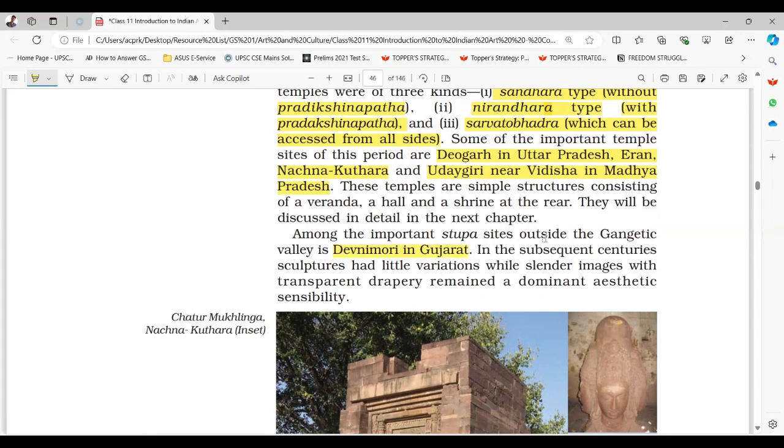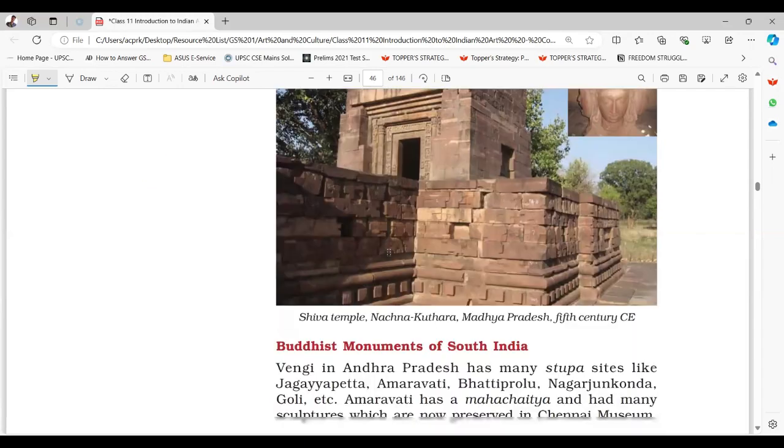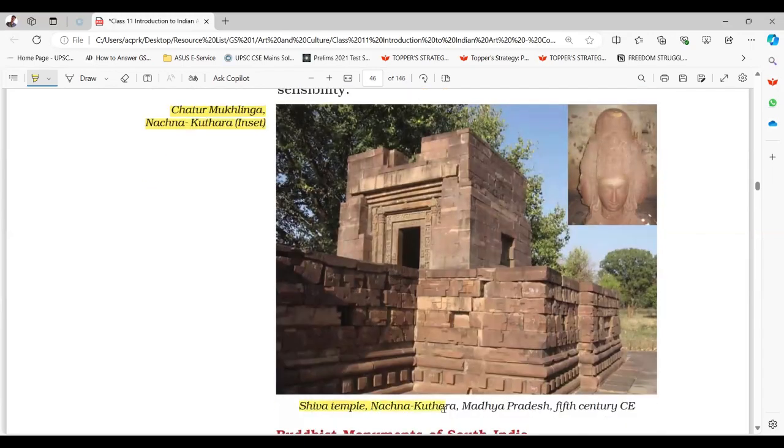In the subsequent centuries, sculptures had little variations while slender images with transparent drapery remained a dominant aesthetic sensibility. Chaturmukha linga, Nachna Kuthara inset. Shiva Temple, Nachna Kuthara, Madhya Pradesh, 5th century CE.